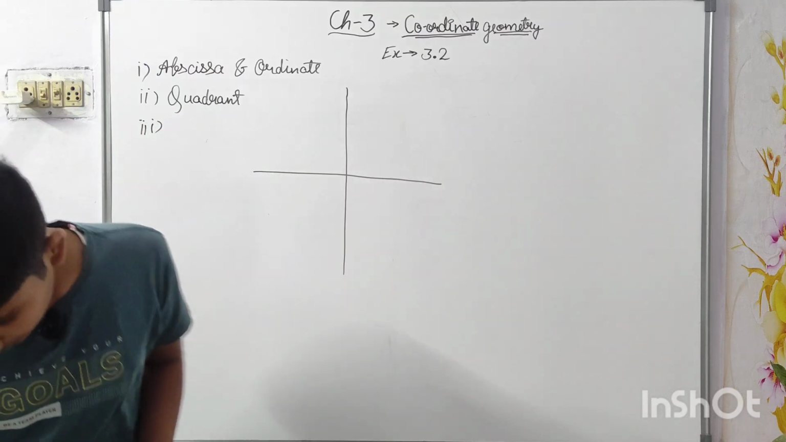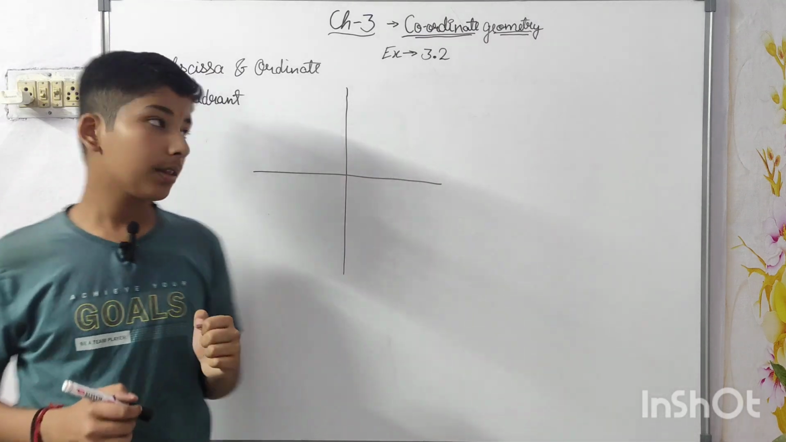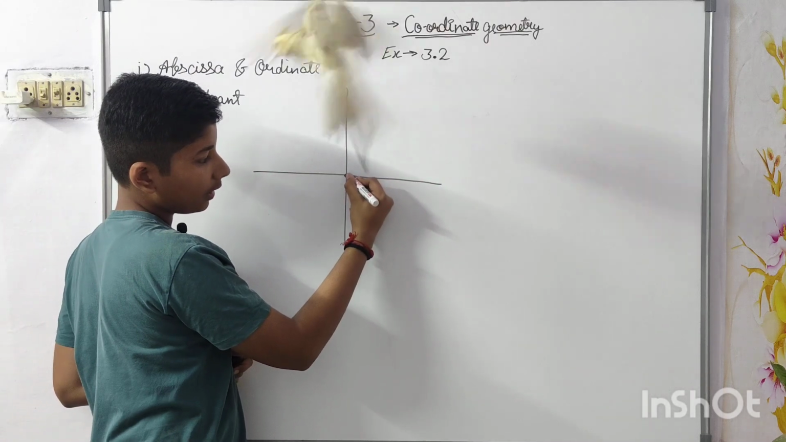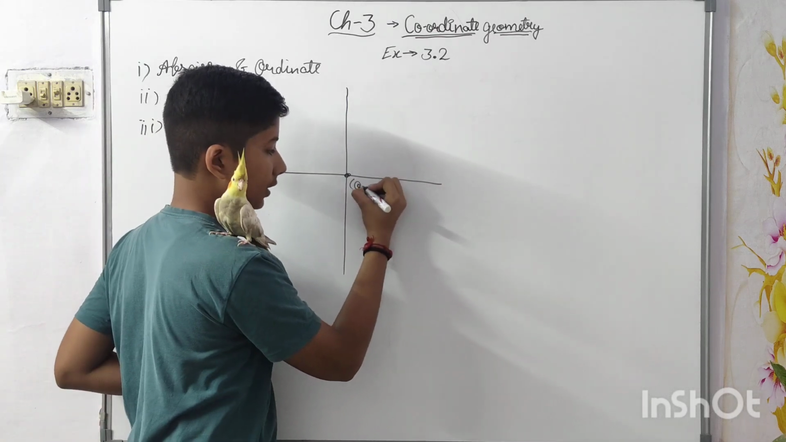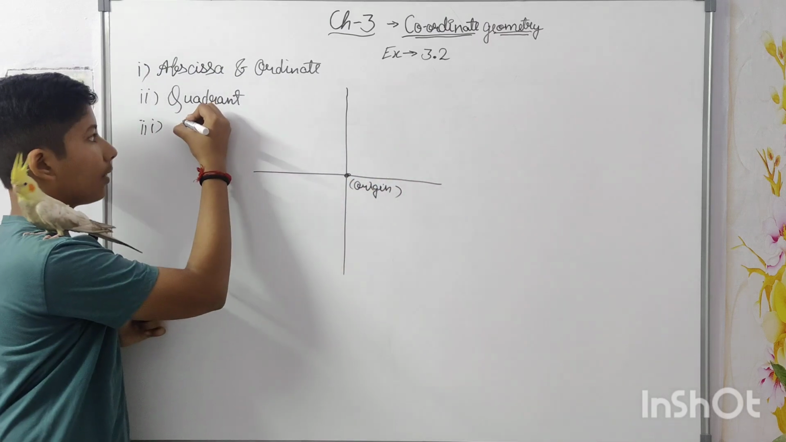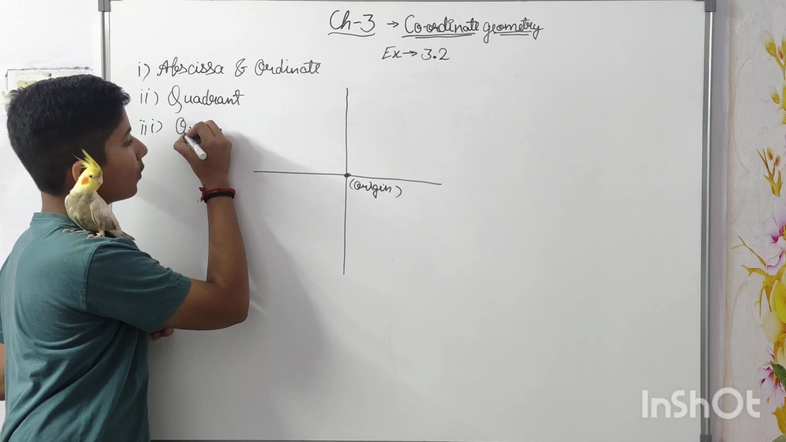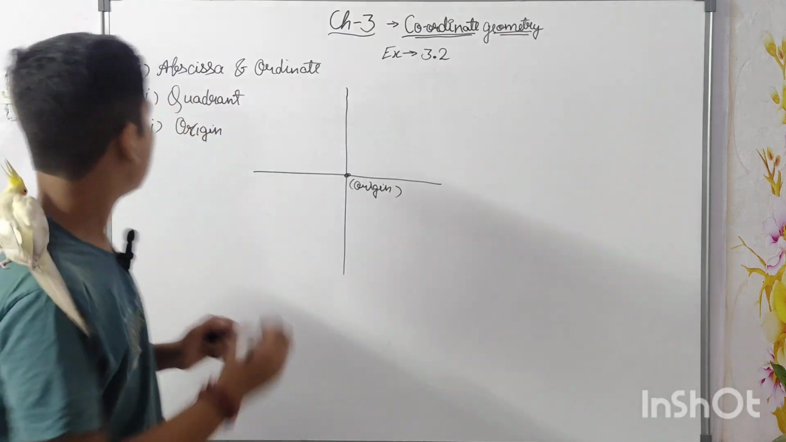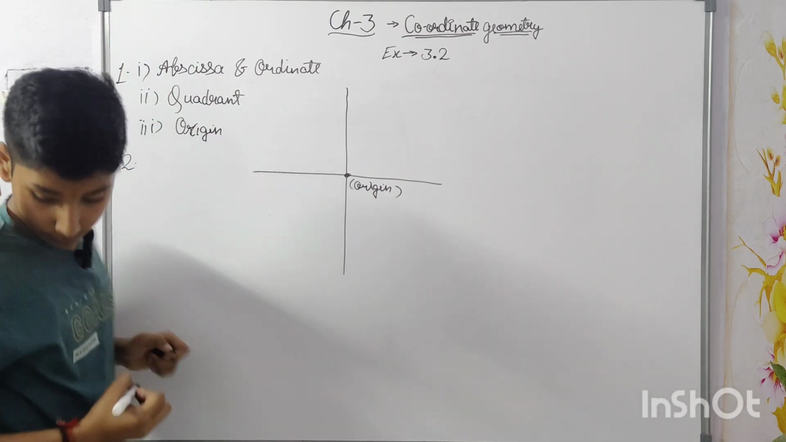Now the third one, it is asking to write the name of the point where these two lines intersect. So here and here, these two lines intersect at the center. This center is known as the origin. So our answer will be origin. This was the first question. Now the second question.